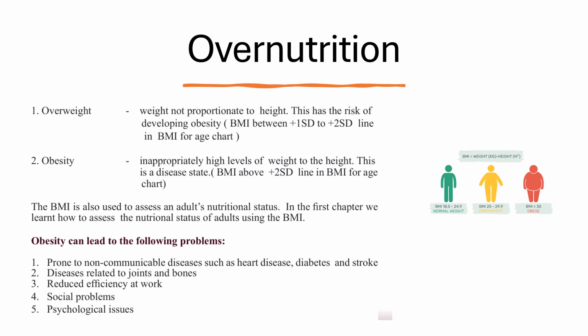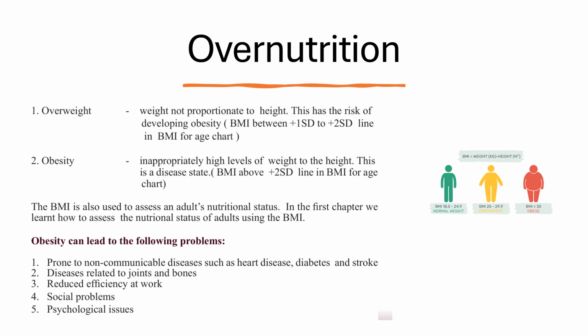So obesity can also lead to certain types of problems. One of the main problems are non-communicable diseases. Overnutrition or overweight and obesity can cause non-communicable diseases like heart diseases, diabetes, and stroke. And also, it is going to cause diseases related to joints and bones as well.